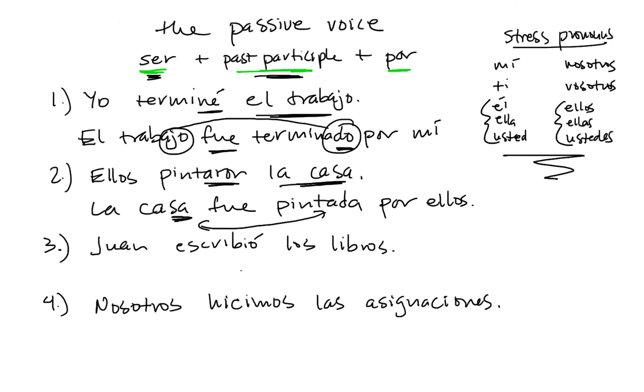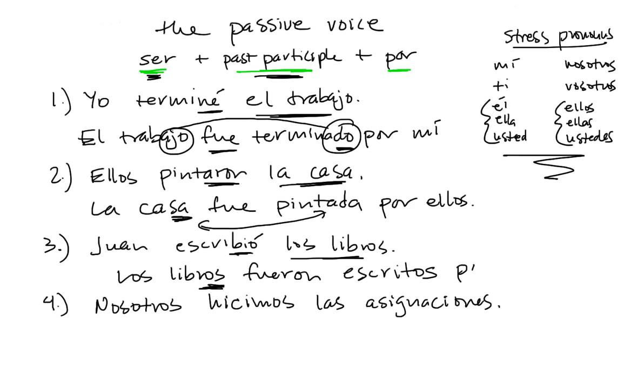Juan escribió los libros. Juan wrote the books. So we want the books to become the subject. Los libros fueron, because there's more than one book. Again, preterite, we had the preterite here. You can have a passive voice with a present tense as well, or future tense. We can even try one of those. Los libros fueron. Escribir, that has an irregular past participle. It's not escribido, it is escrito. And we have libros, more than one, so therefore escritos por Juan. Okay, escritos because it's agreeing with libros.